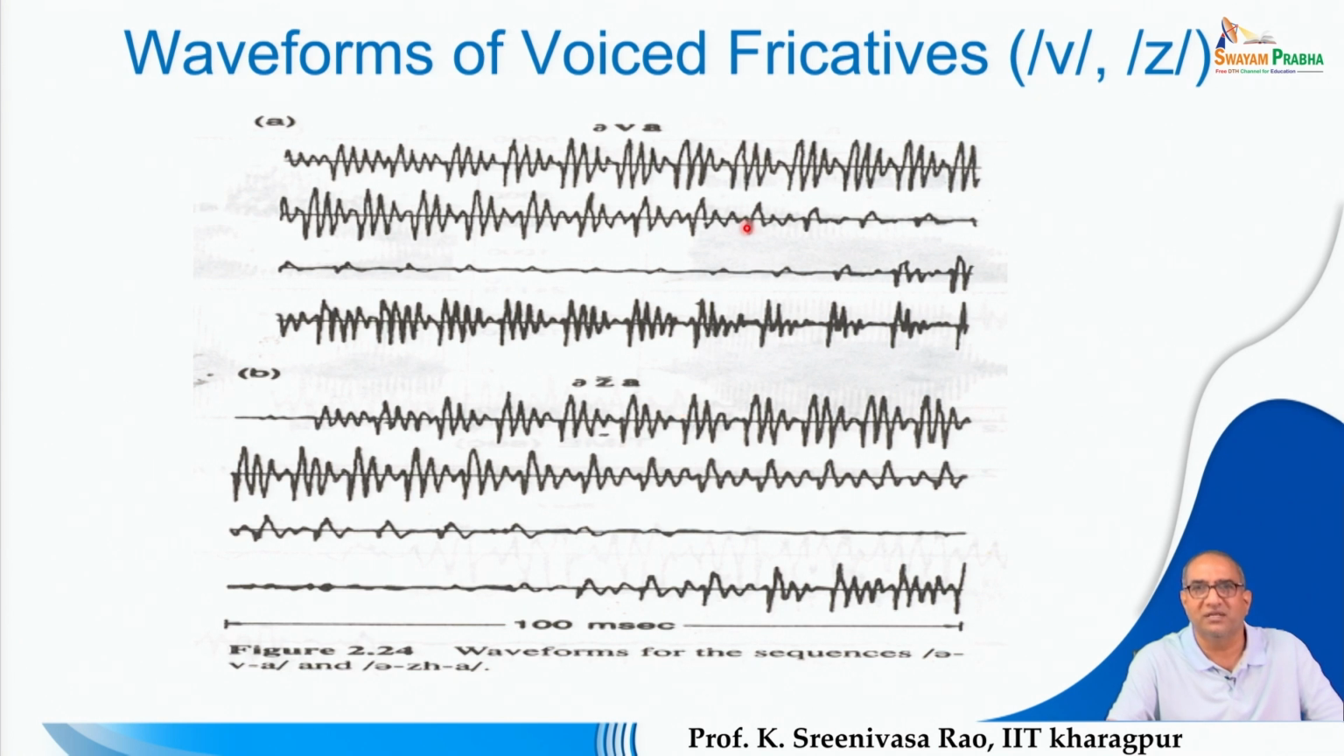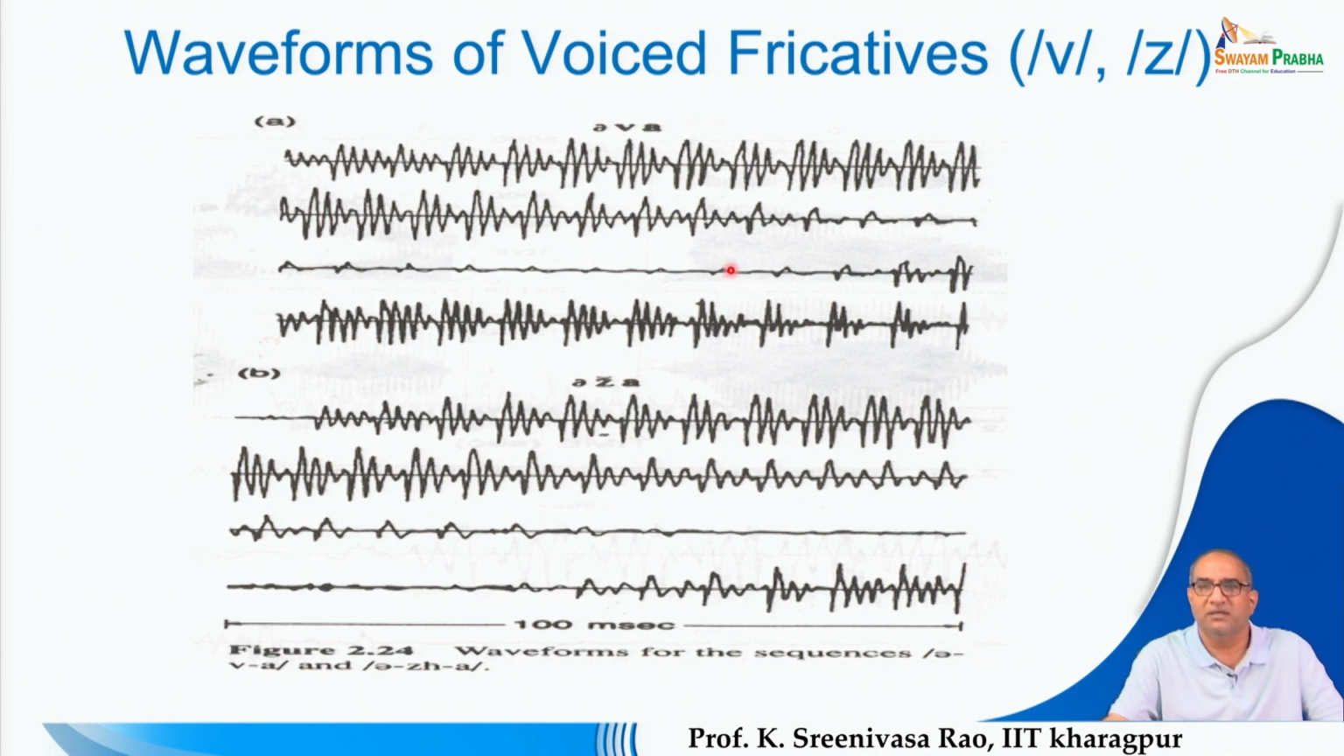So, these are the voiced fricatives. The production mechanism for voiced fricatives and unvoiced fricatives is exactly the same. The only difference is that in the case of voiced fricatives, the vocal folds vibrate along with the frication, whereas in the case of unvoiced fricatives, the vocal folds remain open and there is no vibration of the vocal folds. That is the difference between voiced and unvoiced fricatives. So, these are the time domain waveforms corresponding to voiced fricatives.